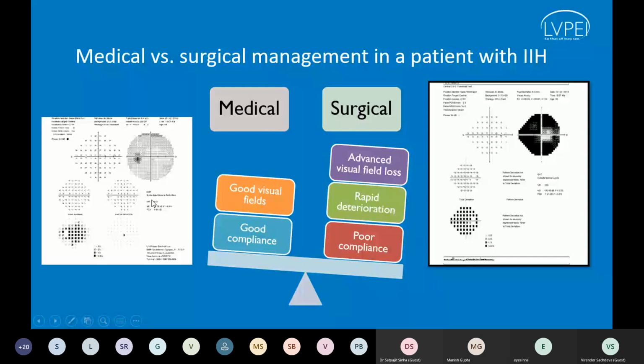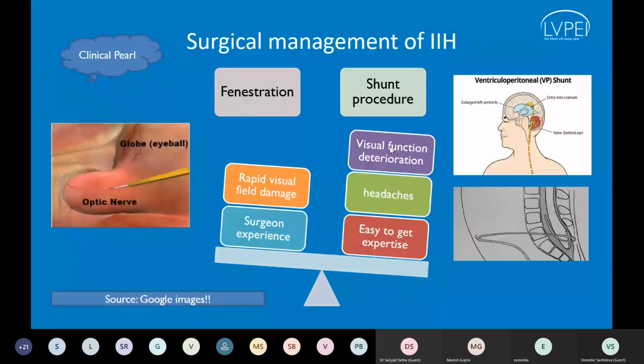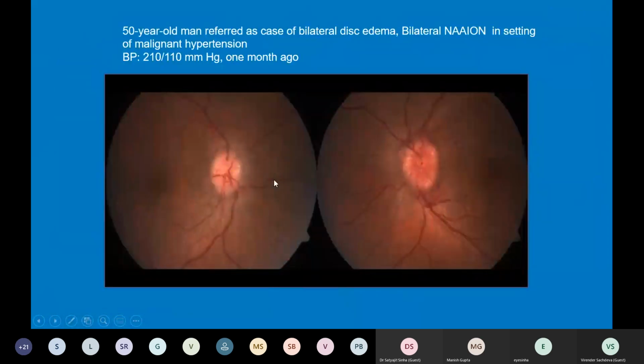In contrast, if you're seeing a patient with advanced field loss at presentation, these patients are at high risk of vision loss. You should do a close follow-up as well as do an initial planning for surgery, which could be either in the form of a CSF diversion procedure, either a VP shunt or a thecoperitoneal shunt, or you can do a fenestration, especially if there is rapid visual field damage. At this point of time, I would like to say that these are important points about IIH, but do not miss this disease. This is very, very important.